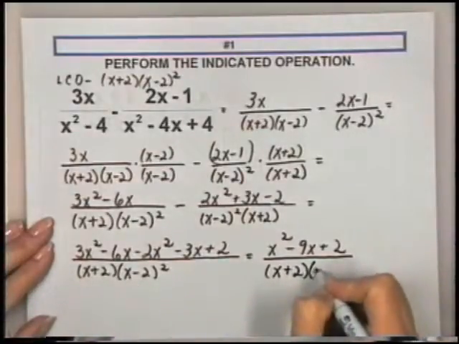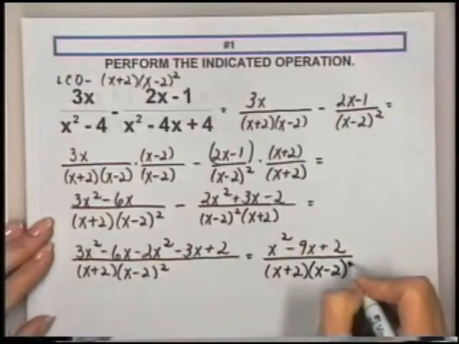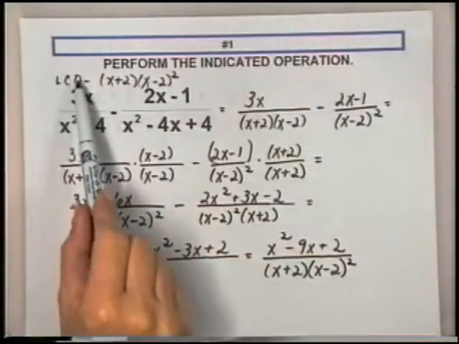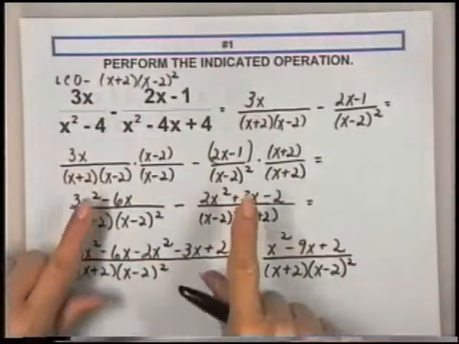All over my denominator, x plus 2 times x minus 2 squared. Now my last step is to see if this fraction will reduce. Before we do that, let's review the steps.